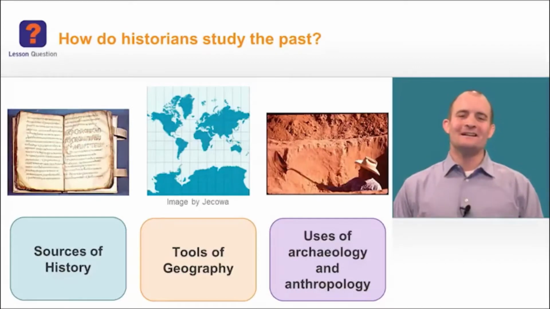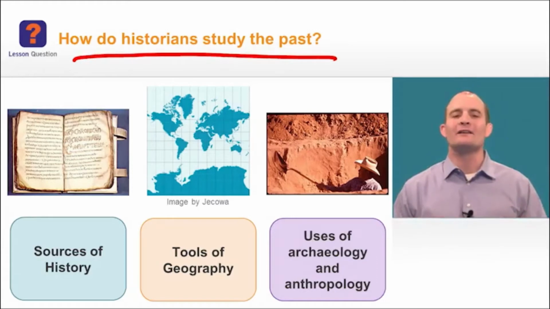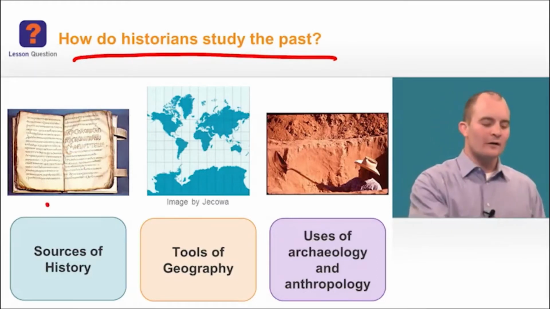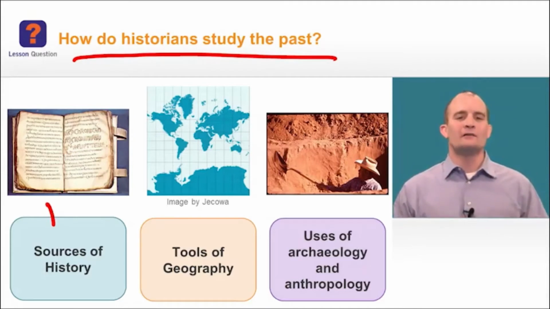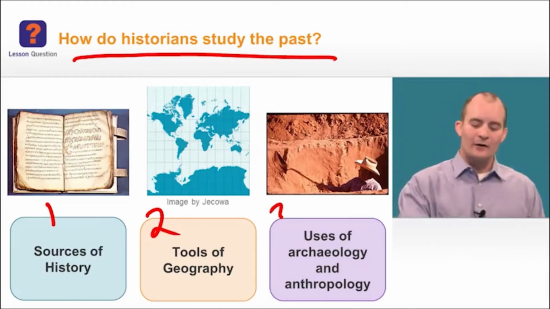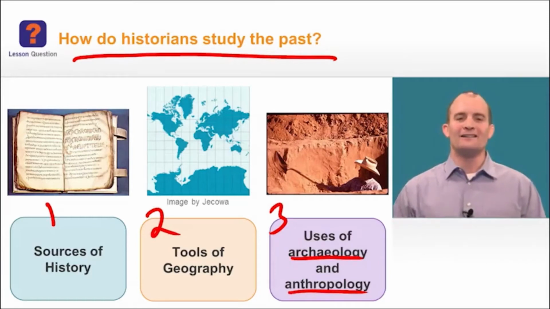So if you take a look at the lesson question, which is right above me, it says, how do historians study the past? Now we're going to answer that question in three separate parts. In the first part, we're going to be looking at the sources of history. We're going to be looking at primary documents versus secondary documents, or primary source versus secondary source. In the second part, we're going to be looking at the tools of geography. And in the third and final part, we're going to be looking at the uses of archaeology and anthropology.